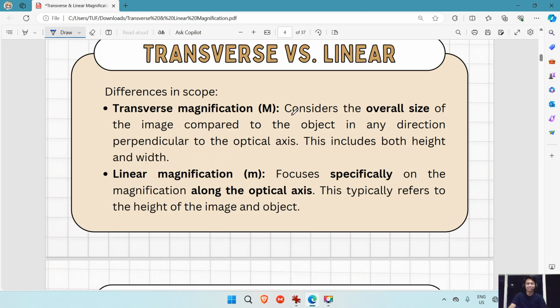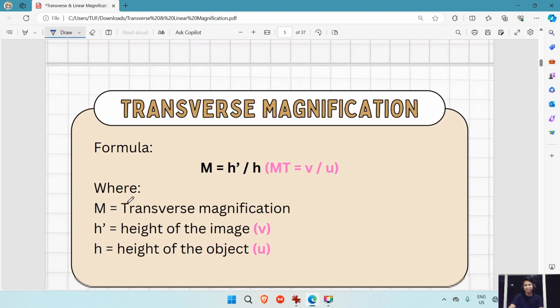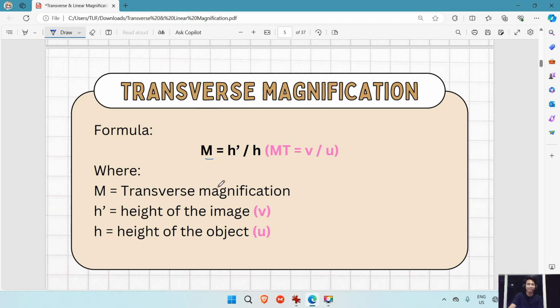In transverse magnification, it considers the overall size of the image compared to the object in any direction perpendicular to the optical axis. So this includes the height and the width. That's why for the formula of transverse magnification, we have m is equal to height of the image over height of the object. And this formula is just in disguise for the transverse magnification of MT is equal to v over u, where v is the distance of the image and u is the distance of the object. So they are more or less related with each other. Later on, you'll get to know the relationship based on visualization of this.